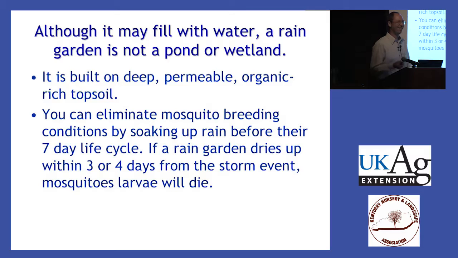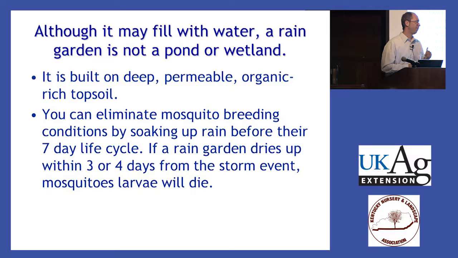One of the big questions or comments I get is, what about mosquitoes? Because you think about storing water, what about mosquitoes? If you can get a good working rain garden, that's going to drain down in a few days. The mosquito breeding cycle takes 7 days for its life cycle. So if you can get these rain gardens to drain down and dry out within a day or up to 3 or 4 days, it should eliminate that breeding cycle.